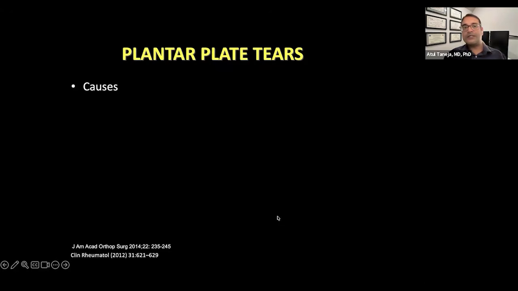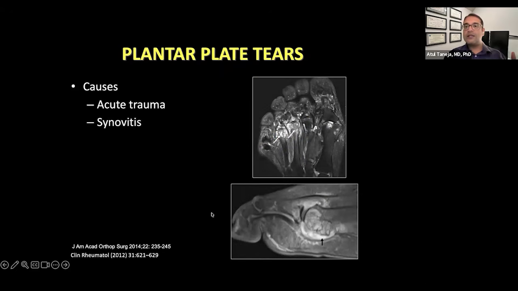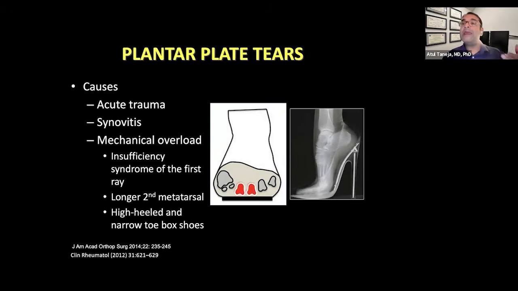What causes plantar plate tears? Acute traumas, like I said, synovitis with chronic degeneration and erosion of the plantar plate, and mechanical overload, which is one of the most common causes, especially for elderly. And that's related to the chronic overload through the MTPs, especially the second and third.